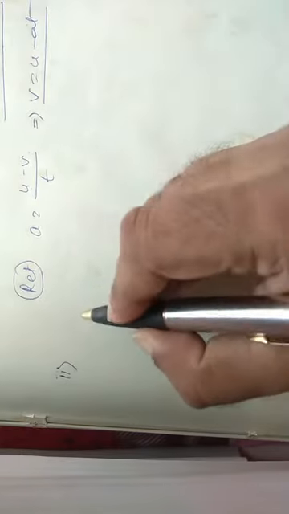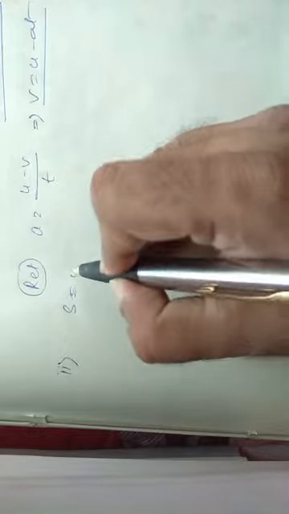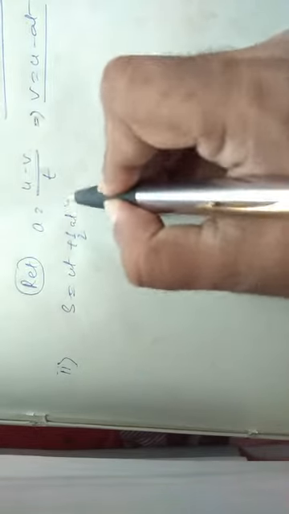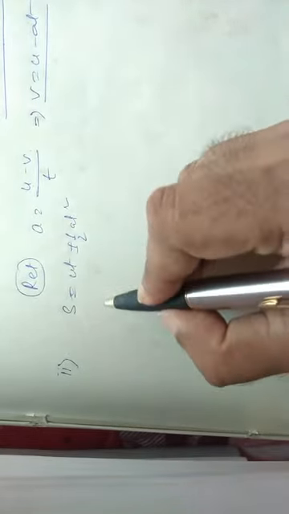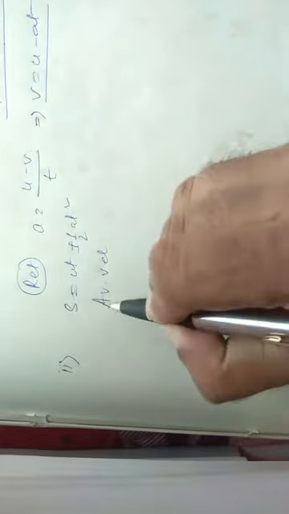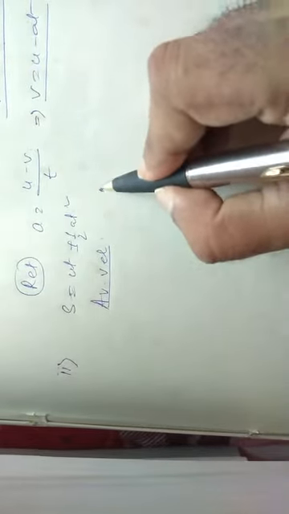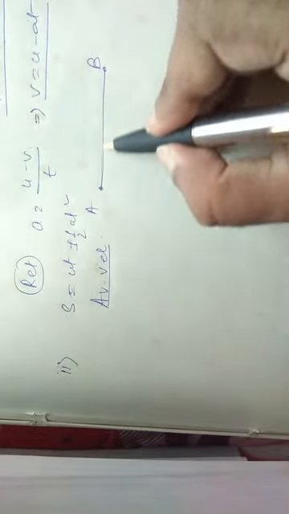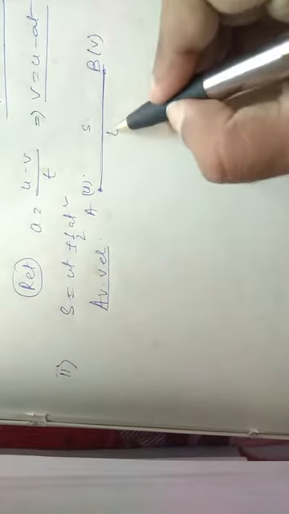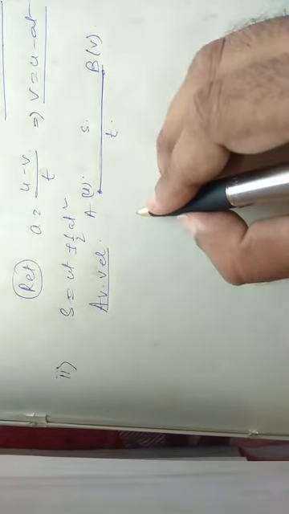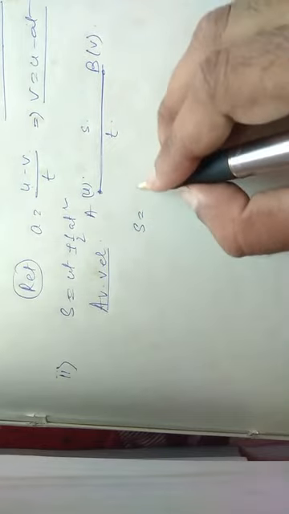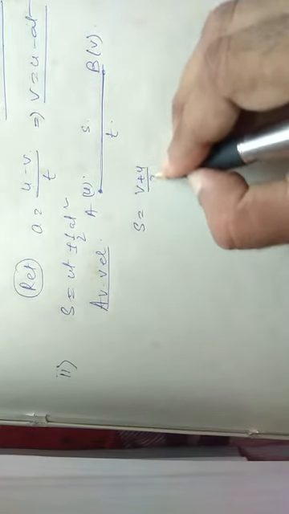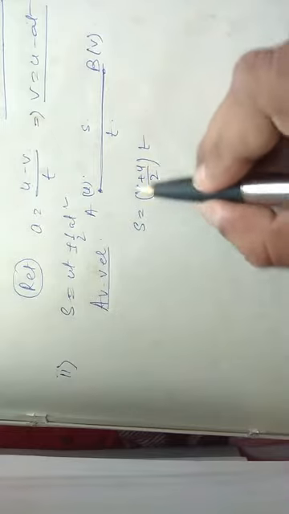Now to derive the second formula, s is equal to ut plus minus half at square, we require the concept of average velocity as we have learned earlier. So from point A to point B, if a particle travels a distance of s, the initial velocity was u, the final velocity is v, the time taken is t. Now, using the concept of average velocity, what is s? v plus u by 2 into t. The average velocity was v plus u by 2 into t.